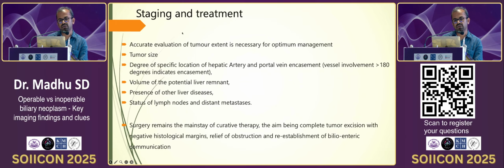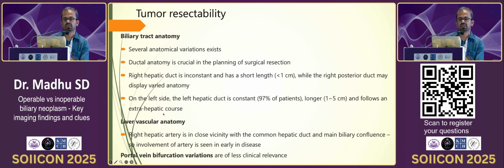So from the treatment point of view, we need to give a few important points to the surgeon about the tumor size, about the specific location of the tumor with respect to the hepatic artery and the portal vein and its encasement if it is there. Then the volume of the FLR, what I told before, the presence of liver metastasis, and all this information.